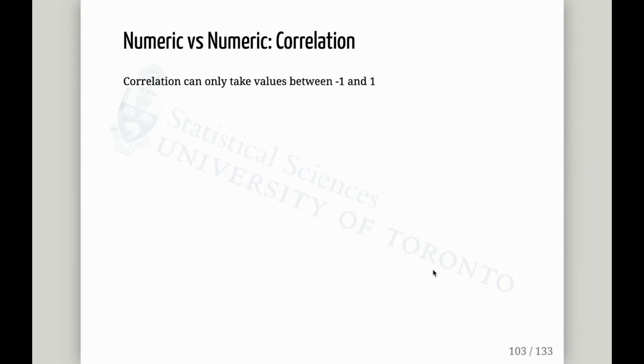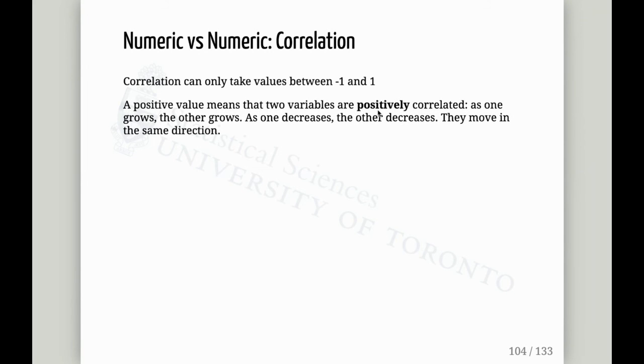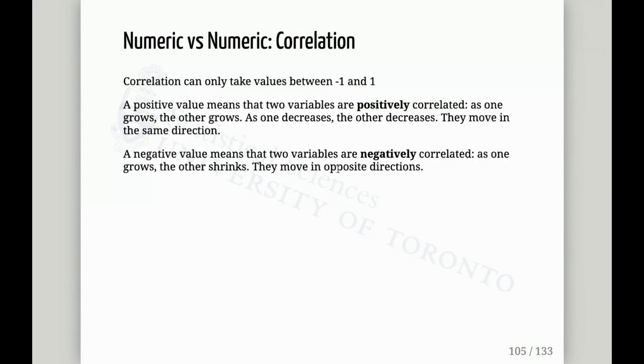And correlation only takes on values between -1 and 1. A positive value means that the two variables are positively correlated. That means when one of them grows, the other one also grows, and when one gets smaller, the other one also gets smaller, i.e. they move in the same direction. A negative value means that they're negatively correlated, so when one grows, the other one shrinks, or vice versa, and they move in opposite directions.